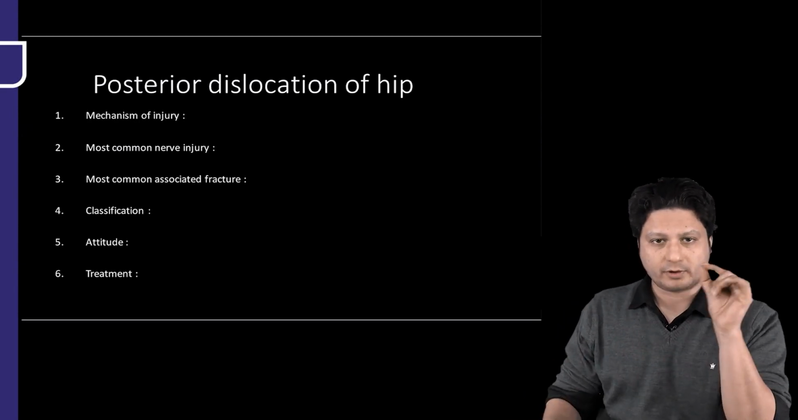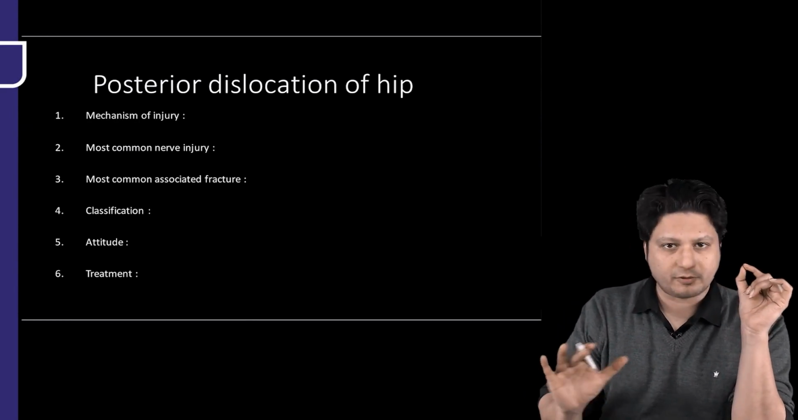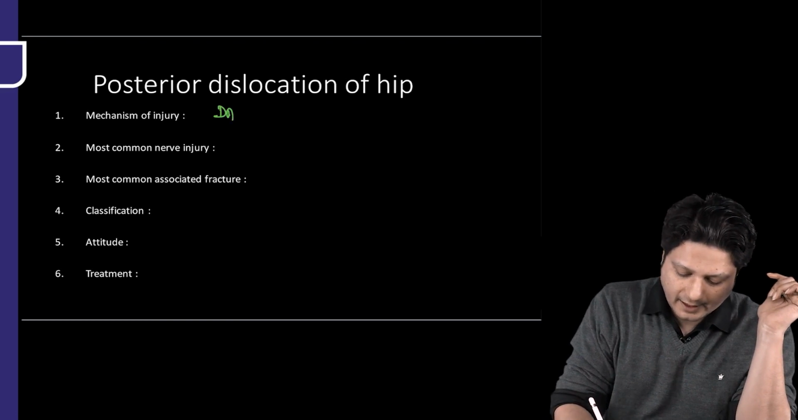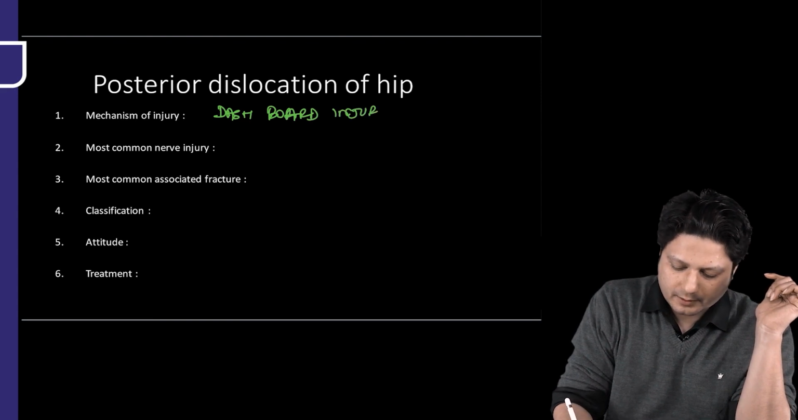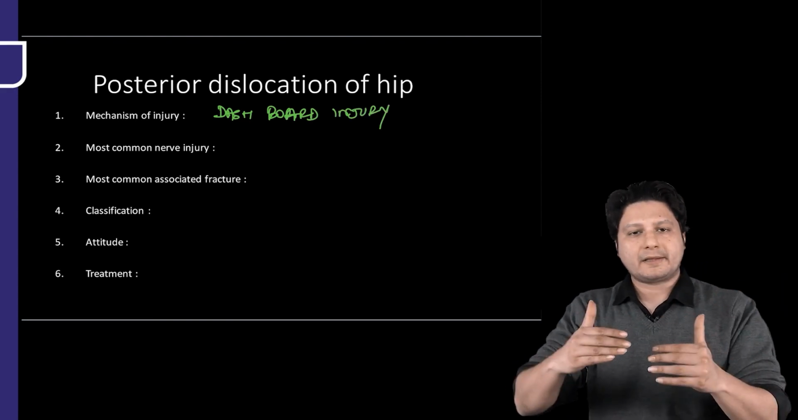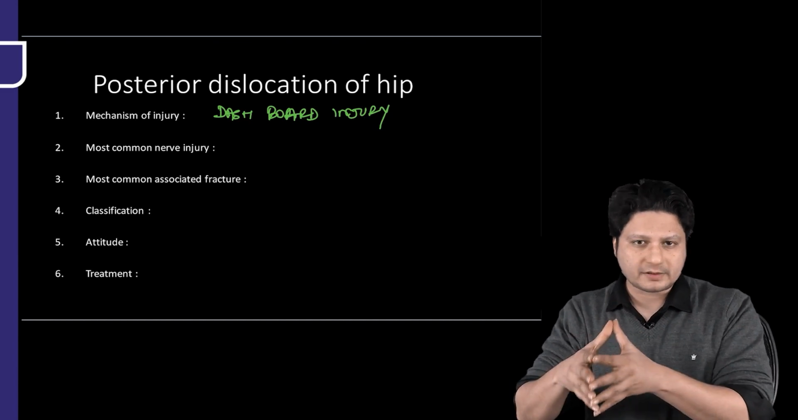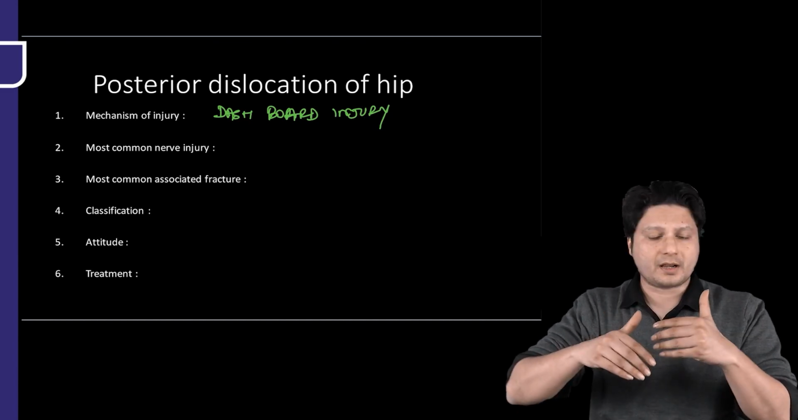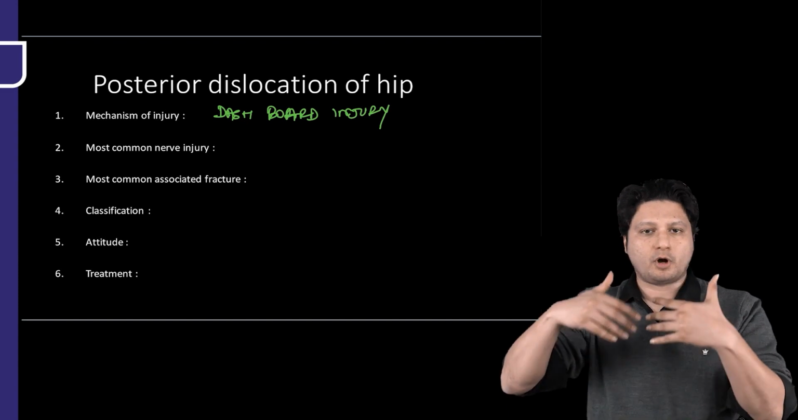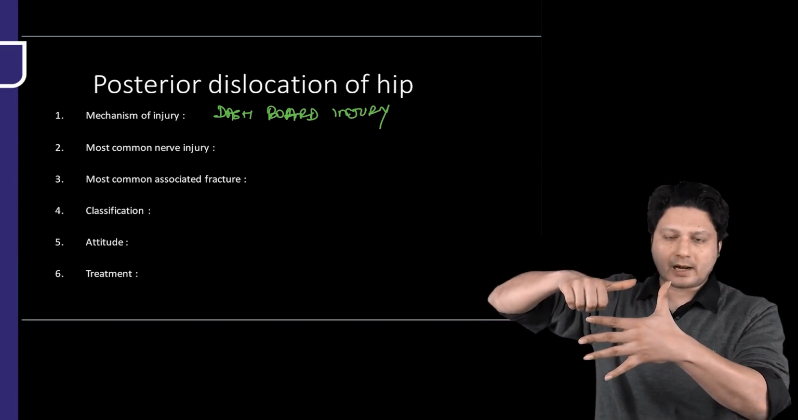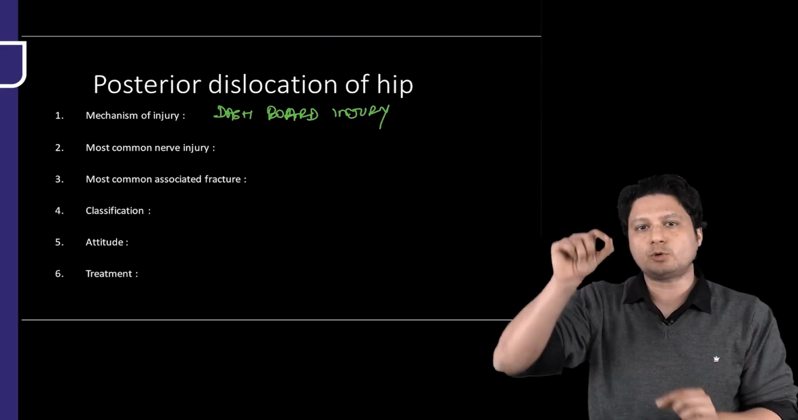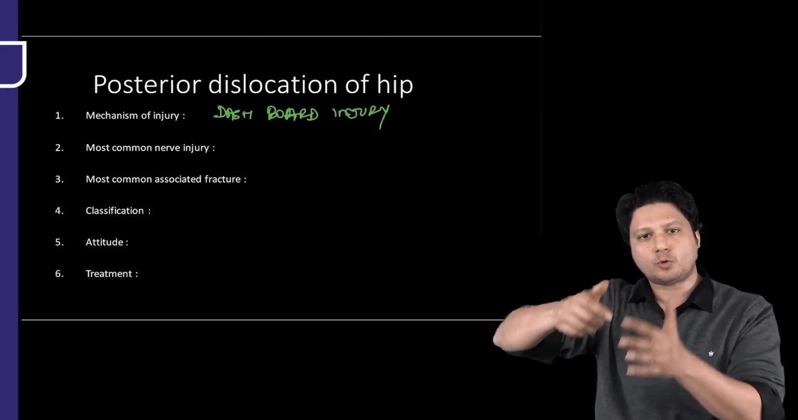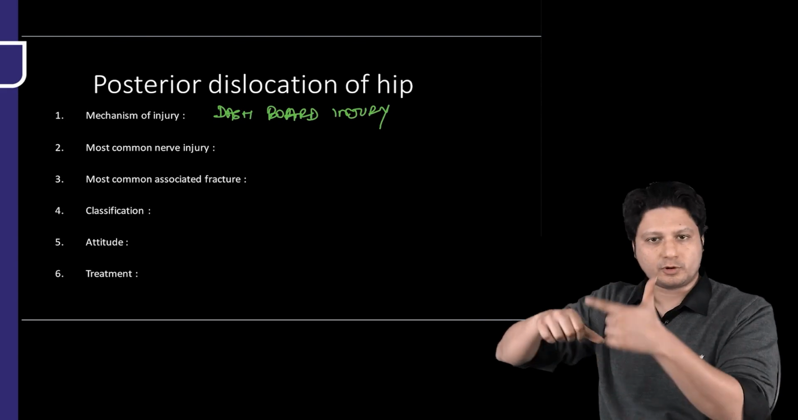Now, posterior dislocation of the hip, point number one is the mechanism of injury. The mechanism is a dashboard injury. What do you mean by the term dashboard injury? Imagine you are riding as a front passenger in the car, and there is sudden application of brakes. Because of this sudden application, what will happen? The knee will strike against the dashboard. So the force which you are transmitting to the dashboard, the knee will be subjected to equal and opposite force from the dashboard to the knee joint.